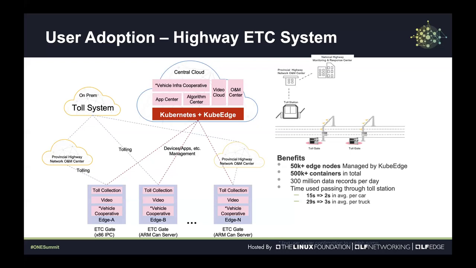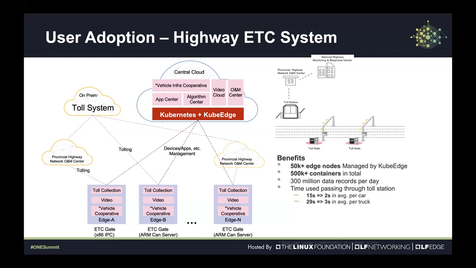Also, the system is huge, with more than 50,000 edge nodes managed in this system. This system is Kubernetes plus KubeEdge. In total, there are more than 500,000 containers in the system. Every day, it collects more than 300 million pieces of data per day.